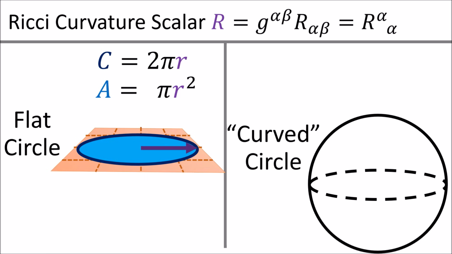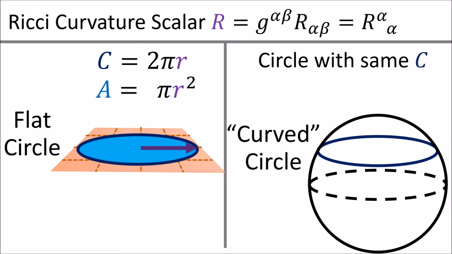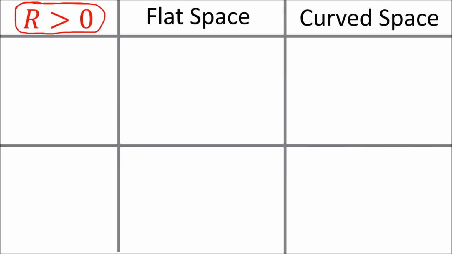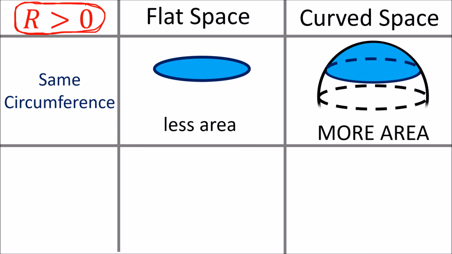But in curved space, like the surface of this sphere, a circle with the exact same circumference can actually have a larger interior area, because the curved surface of the sphere causes the area to bulge out. So in curved spaces, a circle can have an area that's bigger or smaller than pi r squared due to the curvature of space. A positive Ricci scalar means the circle in curved space has more area than a circle in flat space with the same circumference.